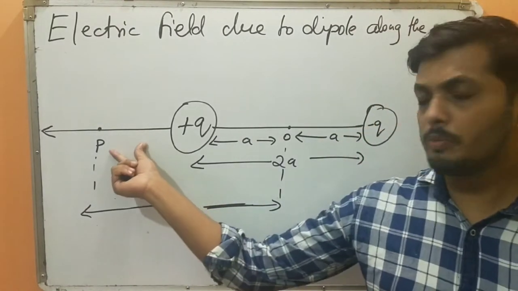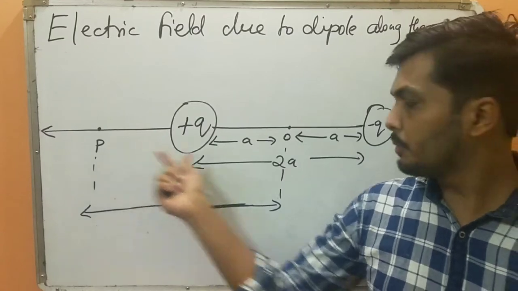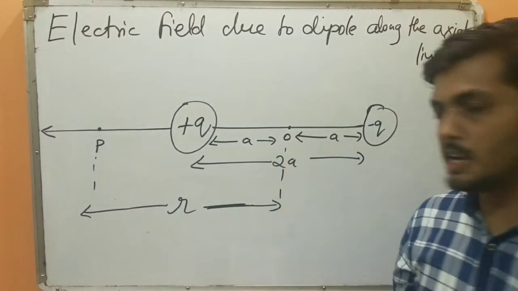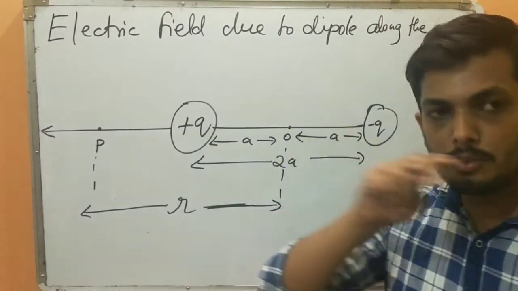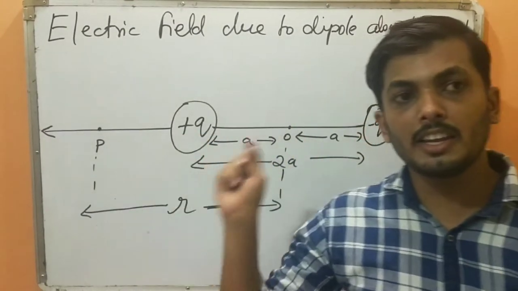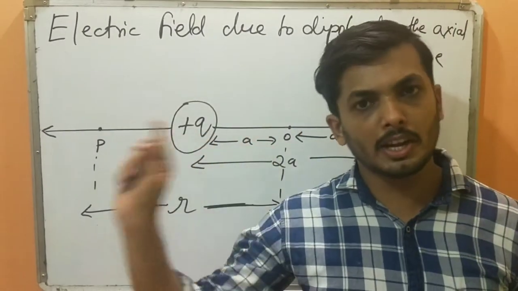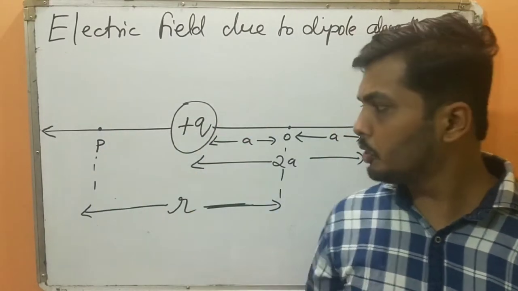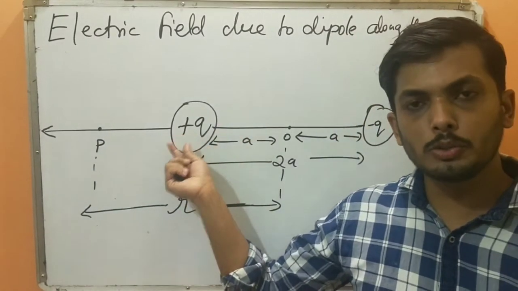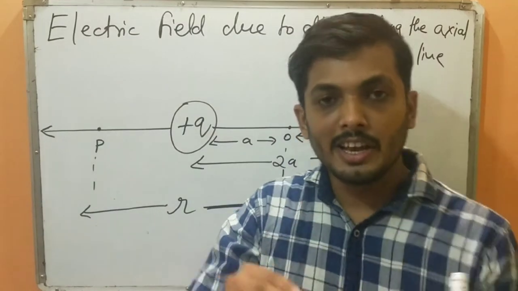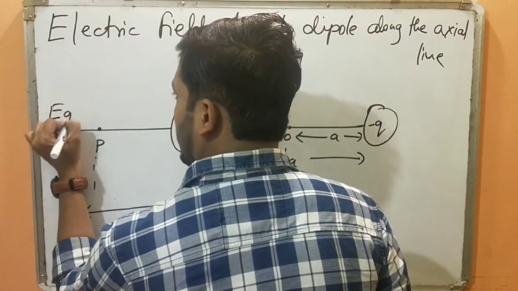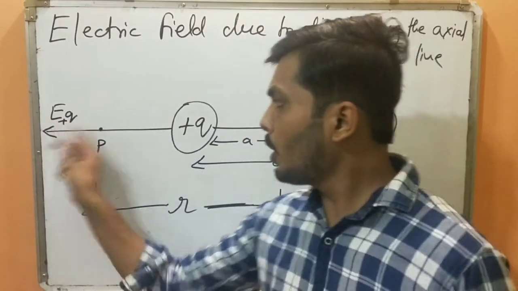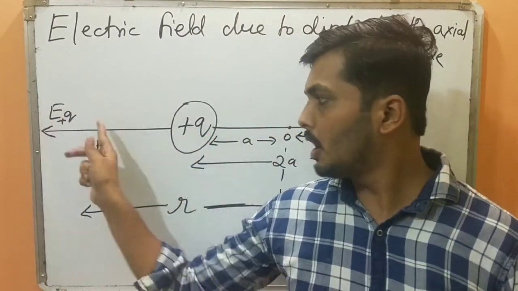R is the distance from the point at which the electric field is to be calculated from the dipole center. Now you know that this is a plus charge, and it will give rise to electric field lines. In earlier classes we have seen that for a positive charge the electric field lines are always radially outwards. So this will be E plus Q, pointing away.